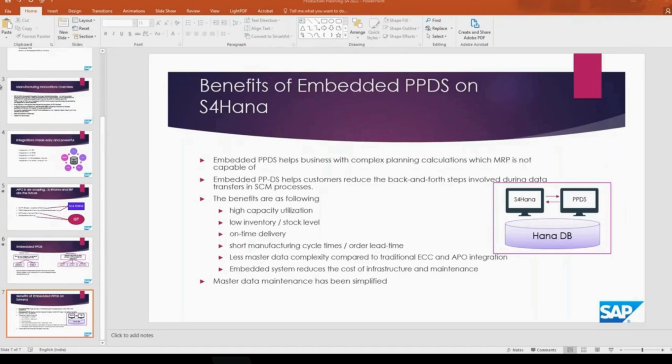When it used to be ECC system and APO system separately, after creating the material master, we used to run a background job, or something called an ALE change pointer. Through ALE change pointers or IDOCs, we used to transfer this data from one system to another. It was not seamless. Now it is seamless. The moment you create a product master here, it gets integrated to PPDS immediately, within a fraction of a second.